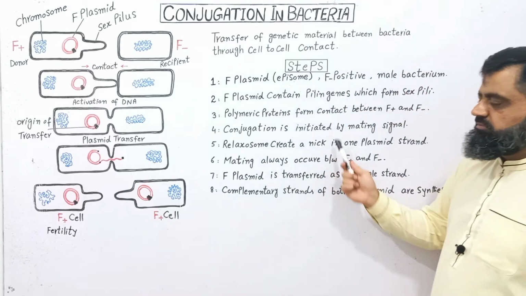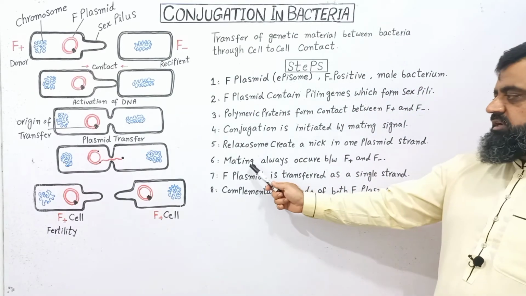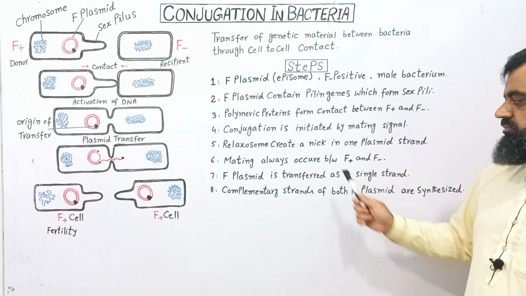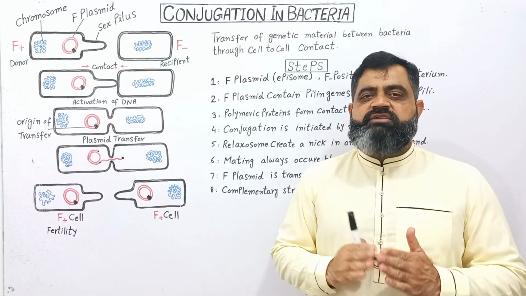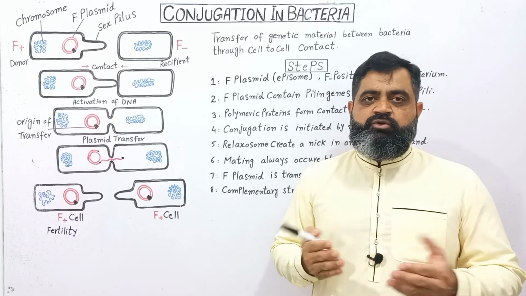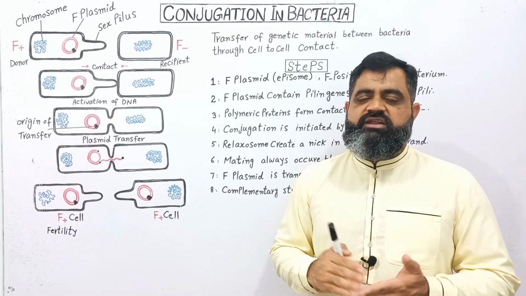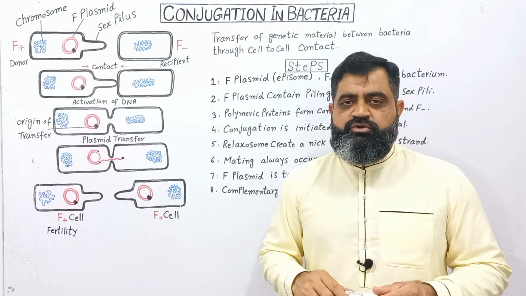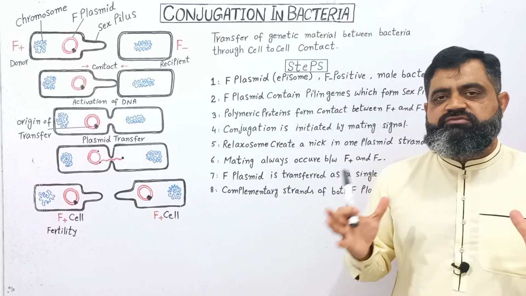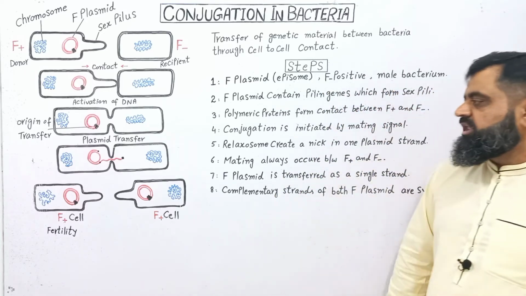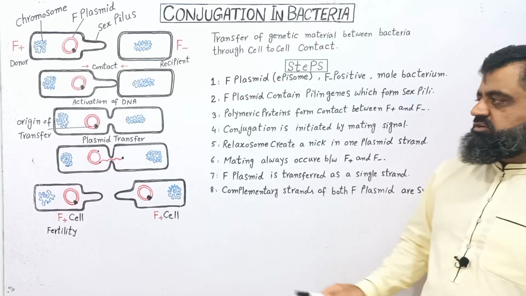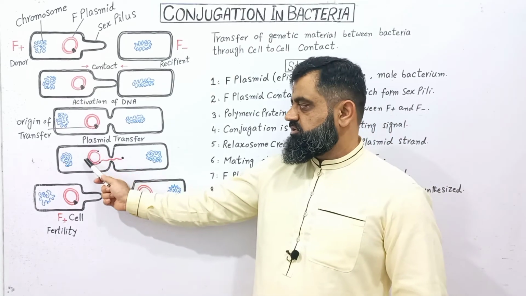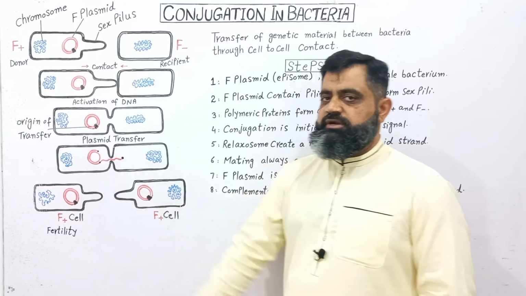Looking at the next step, mating always occurs between an F positive and an F negative bacterium, because F positive and F positive cannot do conjugation, and similarly F negative and F negative cannot do conjugation. So it is always between F positive and F negative. The F plasmid, which is the fertility plasmid, is transferred as a single strand from one bacterium to another.